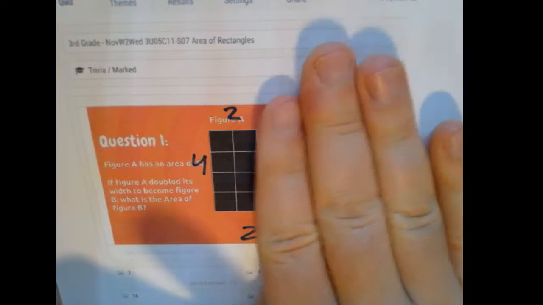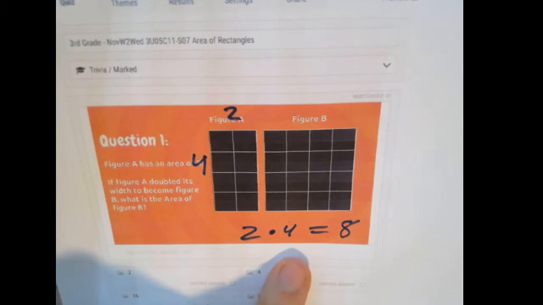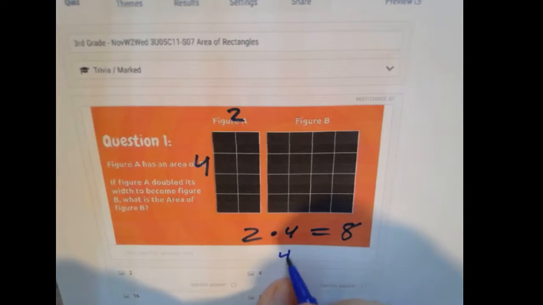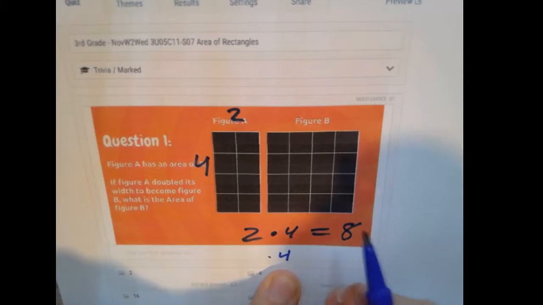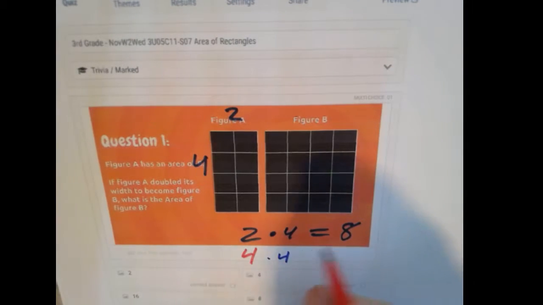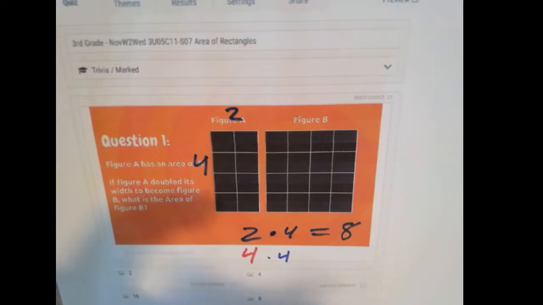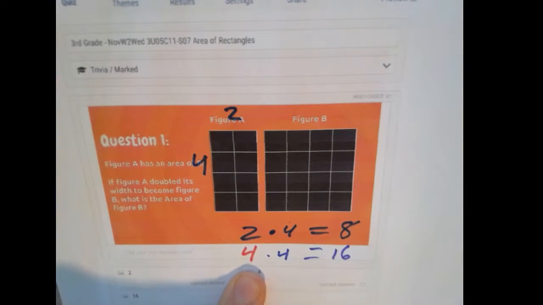Now if we doubled the width only, the height of the new rectangle would stay the same. So the height would still be 4. But what would have happened if we doubled the width, the thing that changed, I'll maybe do that in a different color here. If the new width was 4, then it would be a total area of 16.